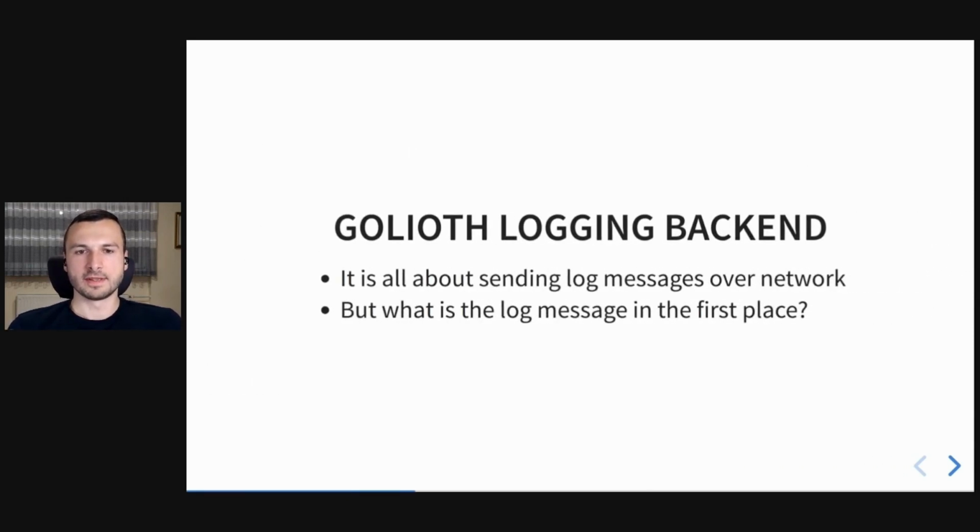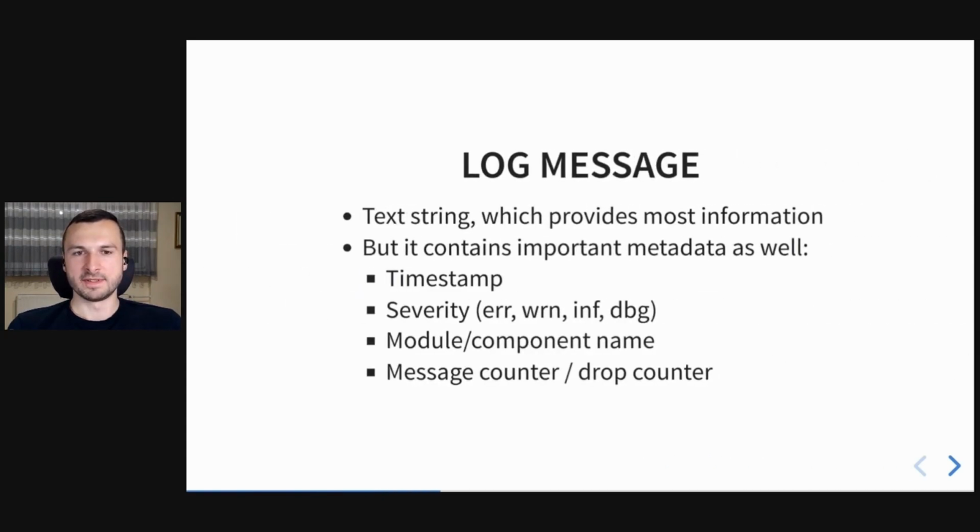So Golioth logging backend, it is all about sending log messages over the network. And before we continue into details how the log messages look like over the wire, let's first discuss what the log message really is. So the log message is, first of all, a text string, which provides most information, but the log message also contains important metadata, such as timestamp. So it's very important to know when the log message was produced, whether it was 30 days ago, 1 hour ago, or a few seconds ago.